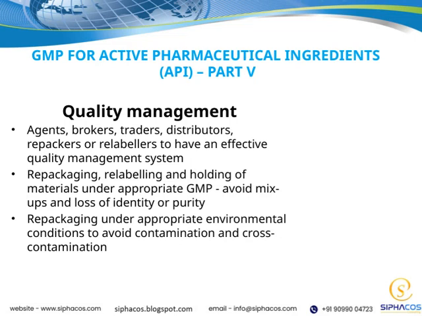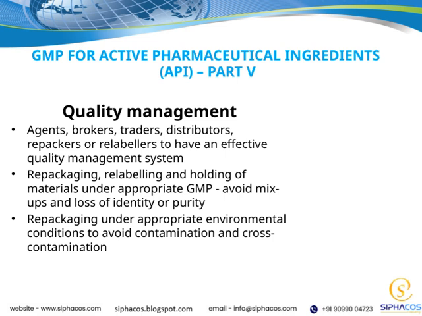When it comes to quality management, it's essential that all parties involved, agents, brokers, traders, distributors, repackers, or relabelers, have an effective quality management system in place. This helps ensure that every step of handling and distribution maintains the integrity of the product. Repackaging, relabeling, and holding materials must be done under appropriate good manufacturing practice, or GMP, conditions. This is vital to avoid mix-ups and to prevent the loss of the product's identity or purity. Proper management at this stage safeguards the quality and efficacy of the pharmaceutical ingredients.